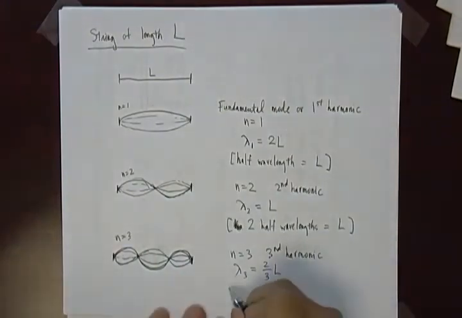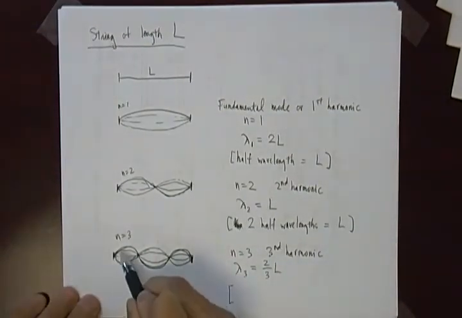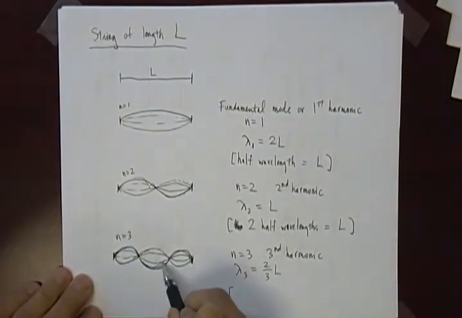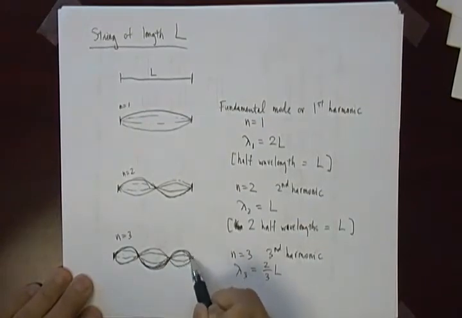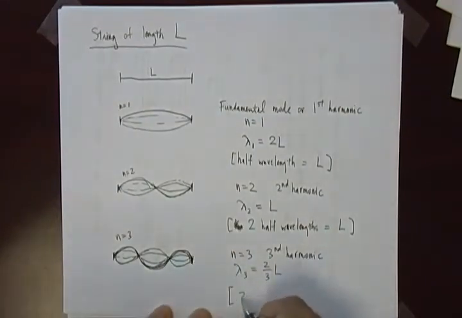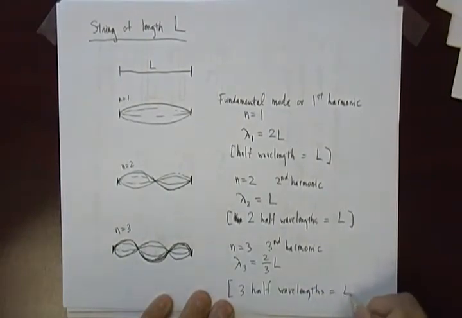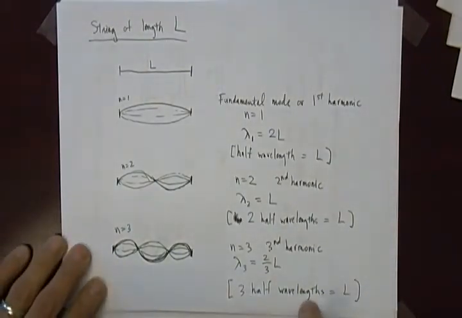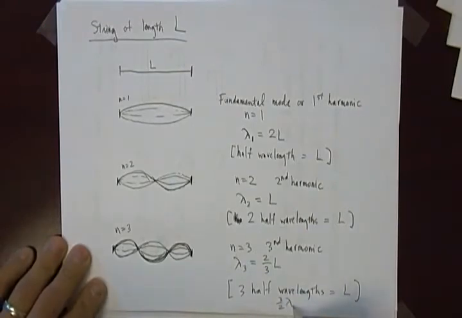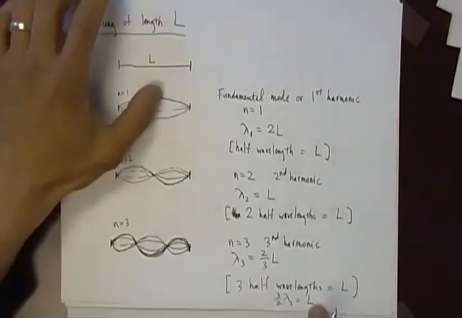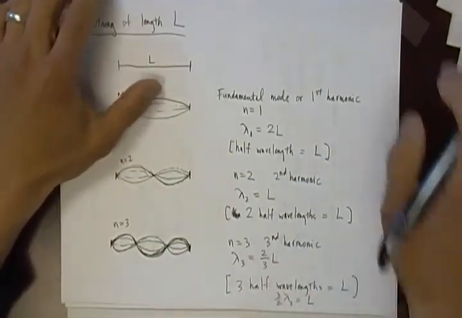So how the heck did I get that? Well, here's half a wavelength. Here's another half a wavelength. Here's another half a wavelength. So I have 3 half wavelengths equal to L. So 3 halves lambda 3 is equal to L. And you solve for lambda 3, you get 2/3 L. So that's how I got this.